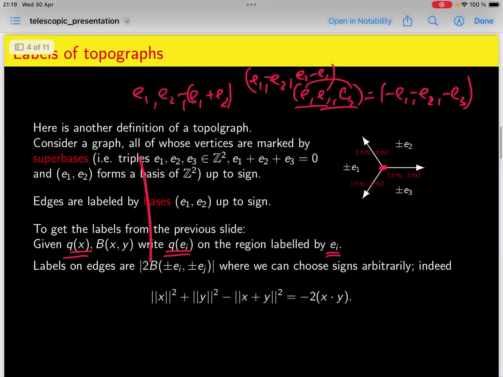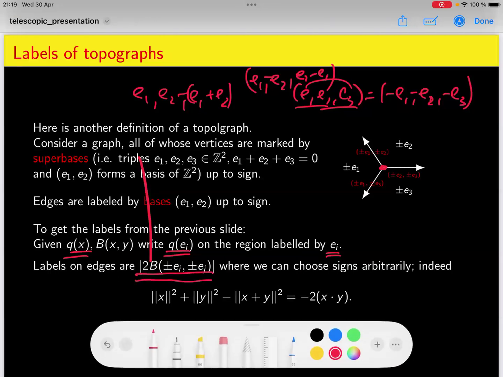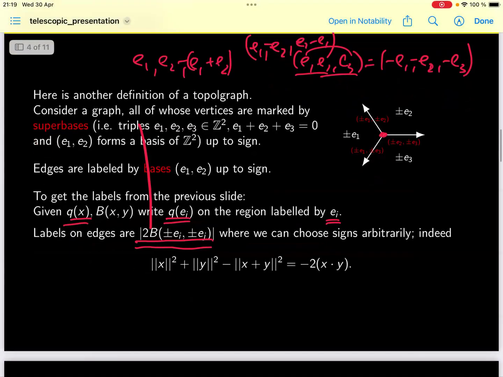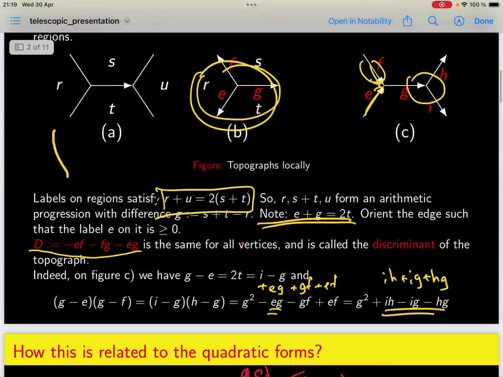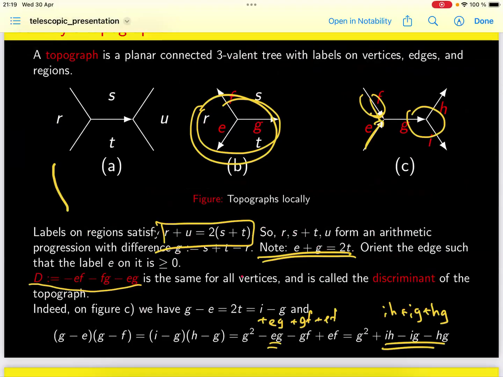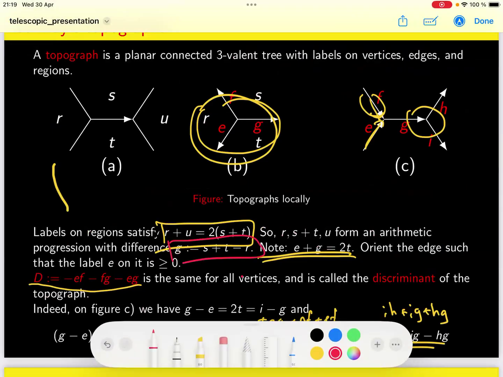Well, now what do I put on the edges? On edges, the labels are actually the bilinear form computed at the corresponding basis. Again, that's just a simple corollary of the following fact. If I put just squares of the length of vectors, then this is the difference of arithmetic progression. So you remember, what was that? That was S plus T minus R, right? So this plus this minus this.